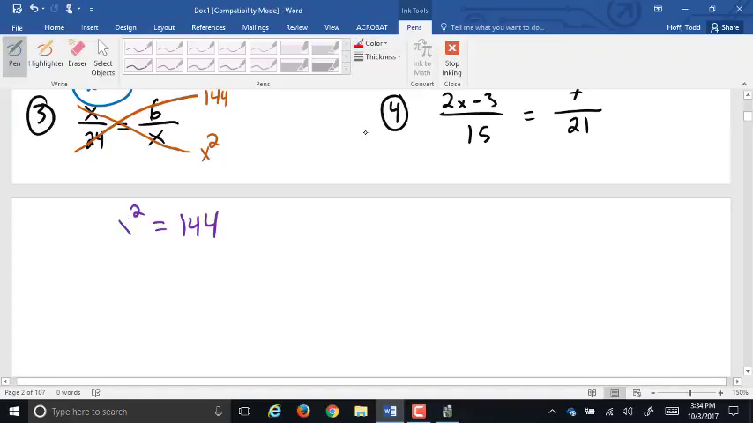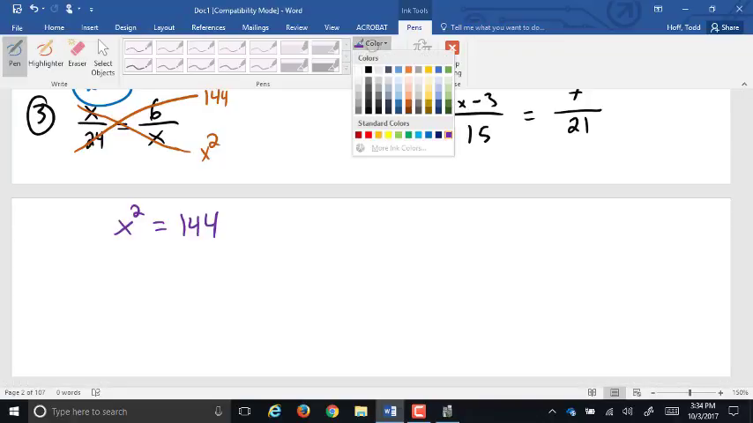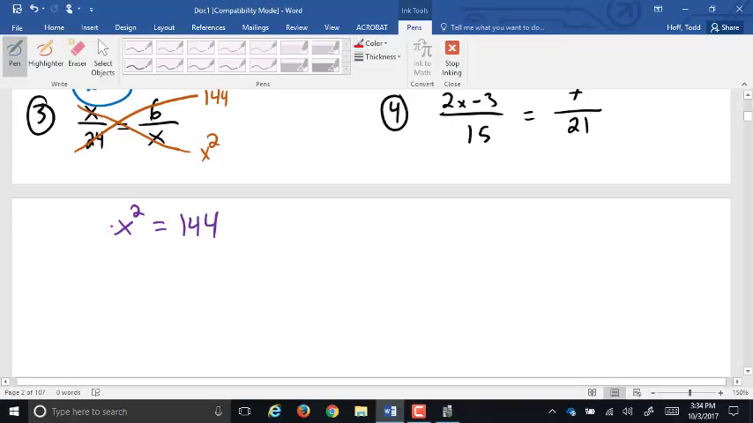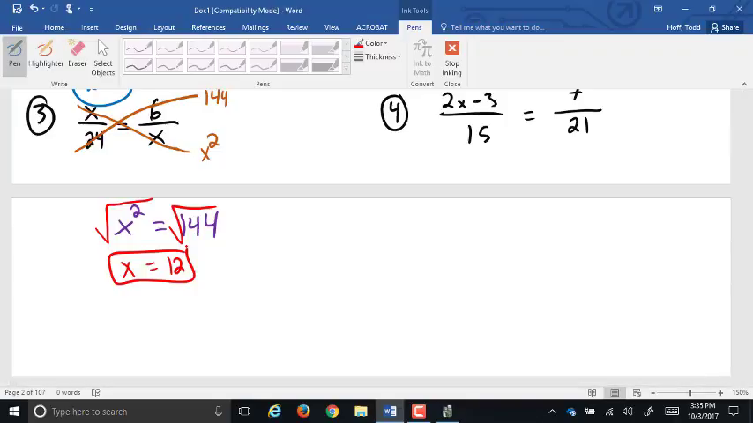Now we look at solving this for x. X has been squared, so to get it by itself, we would have to square root. The square root of 144 is 12. Technically, the square root of 144 is 12 and negative 12, but we'll only worry about the positive result.